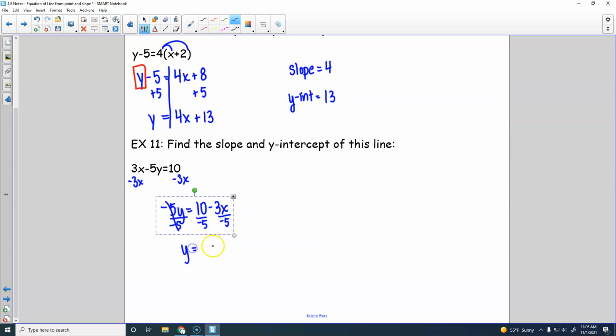Alright, everybody quiet. Here's what you should get for number 11. Slope is 3/5. Y-intercept is -2. Okay, questions?